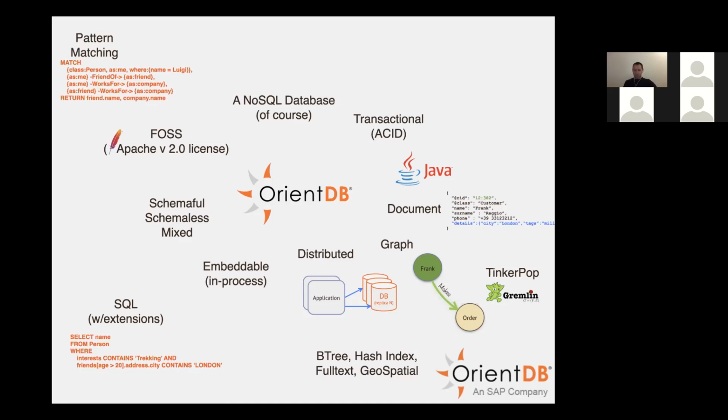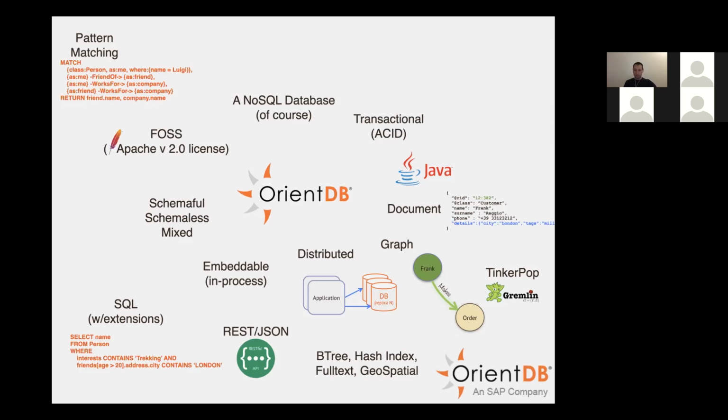OrientDB has many indexing capabilities. It has traditional B-tree indexes. It has hash indexes that are faster for some use cases. It has full text indexing. It also has geospatial indexes. So you can index points on a map and do bounded queries, like find all the people who are at most 1 kilometer away from a single point on a map. This kind of queries.